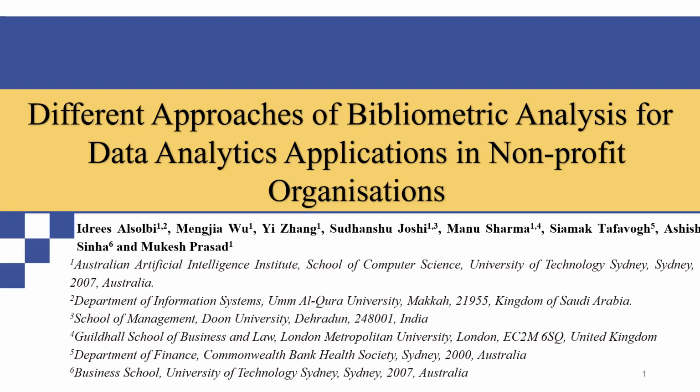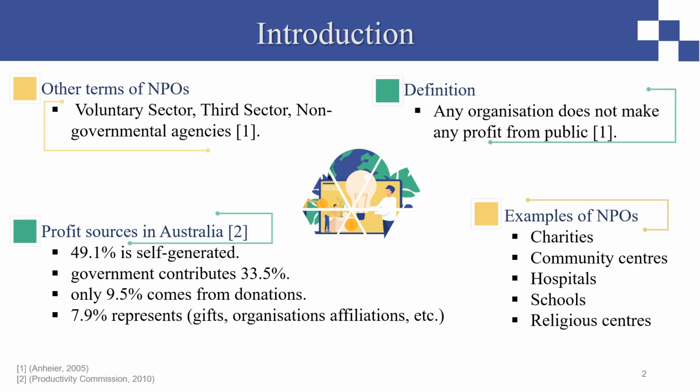I'm the first author of the paper titled Different Approaches of Bibliometric Analysis for Data Analytics Applications in Nonprofit Organizations. So, nonprofit organizations, also called voluntary sector, third sector, non-governmental agencies as well. The nonprofit organizations are defined as any organizations that do not make any profit from the public.